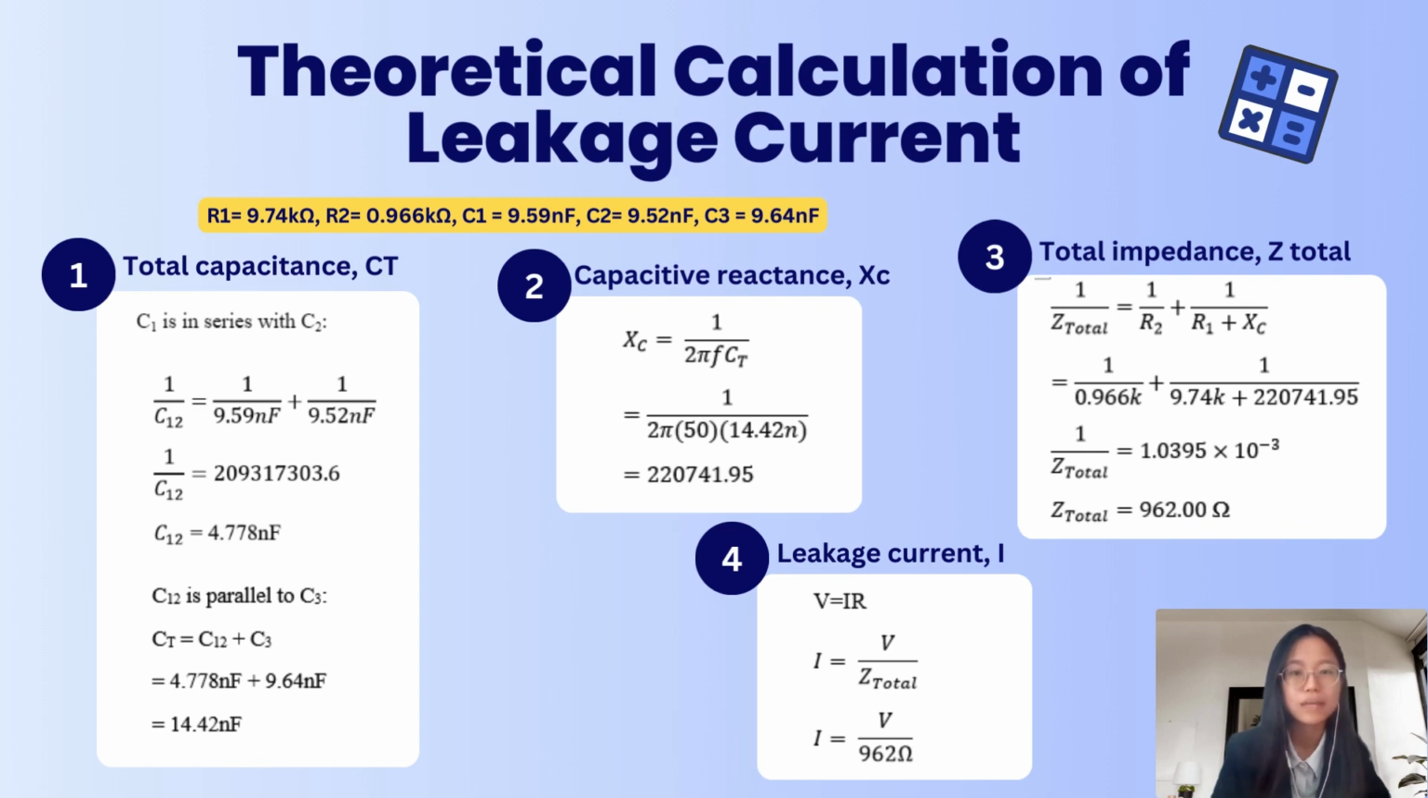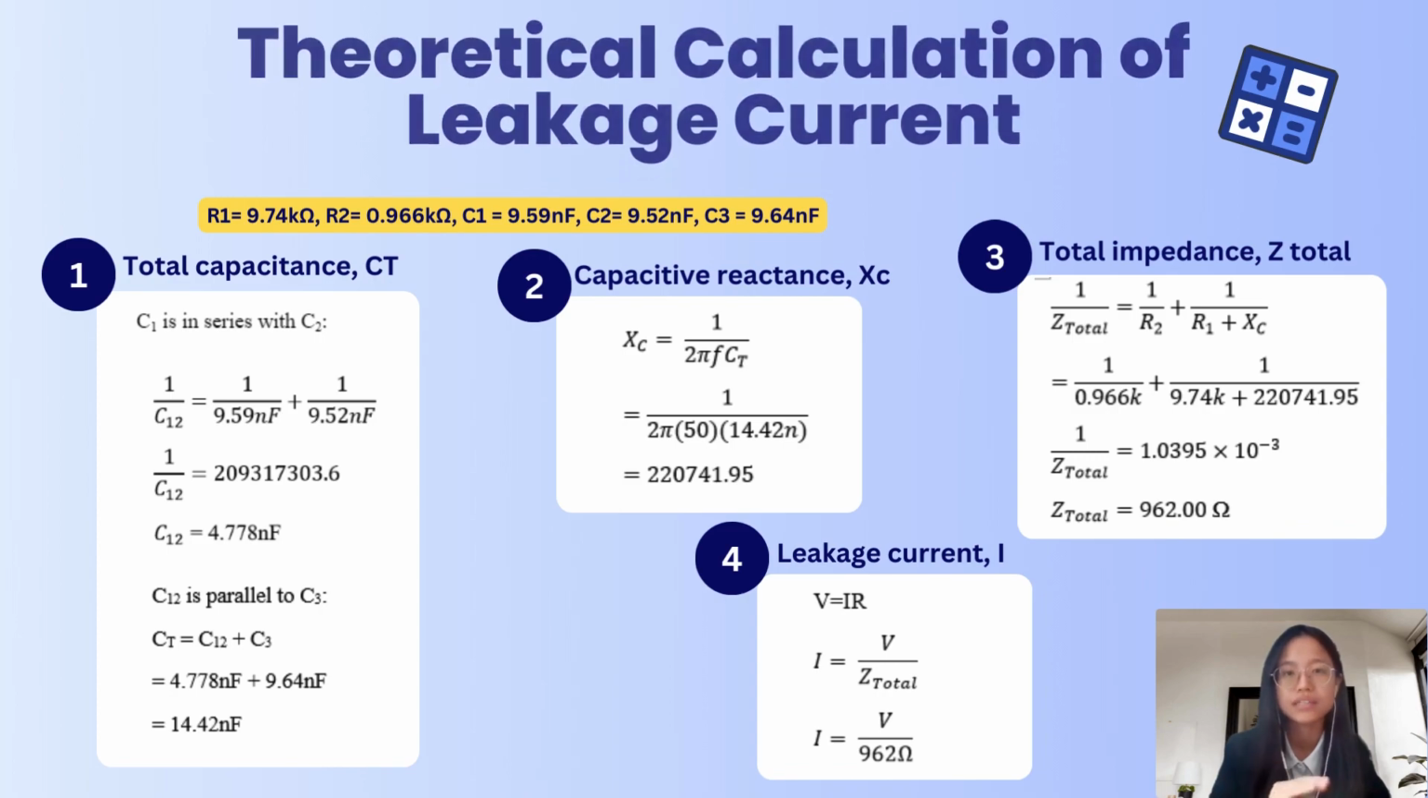First, we need to calculate the total capacitance by resolving the capacitors C1 and C2 into C12. Then the C total can be obtained by adding C12 with C3. The final value is 14.42 nanofarad. Next, we calculate the capacitive reactance by using the formula 1 over 2 pi fC, where f is the frequency and C is the total capacitance. In the third step, the measuring device total impedance calculated is 962 ohm. Lastly, the leakage current is calculated by using Ohm's law, V equals IR, where V is the AC voltage across the capacitor, I is the leakage current, and R is replaced with the total impedance.